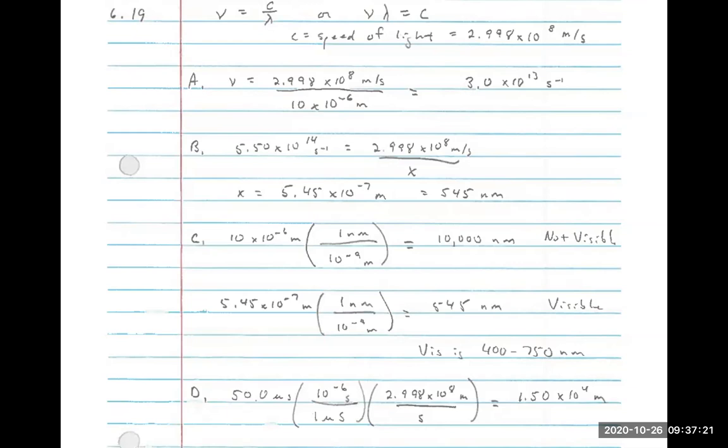Well, that's not the visible range. We know that from that chart we had. I don't remember what 10,000 nanometers is, but it's pretty far away from visible. Then the second one, if you convert that into nanometers, which we had already done, that's 545 nanometers. That's visible, because the visible goes from 400 to 750 nanometers approximately.